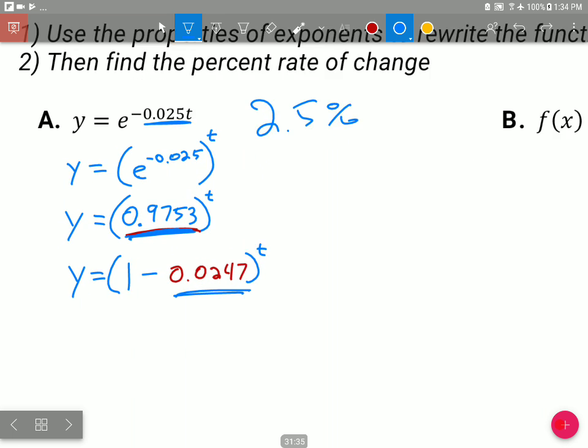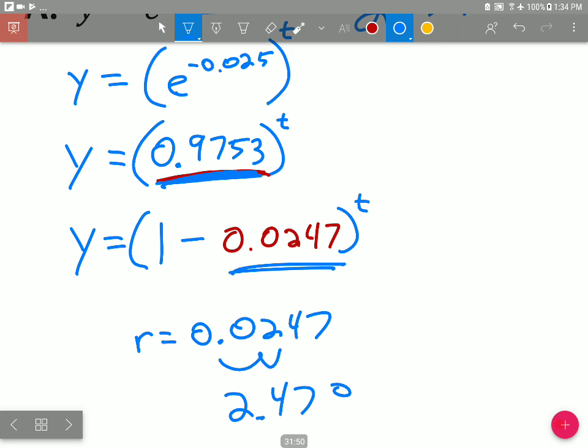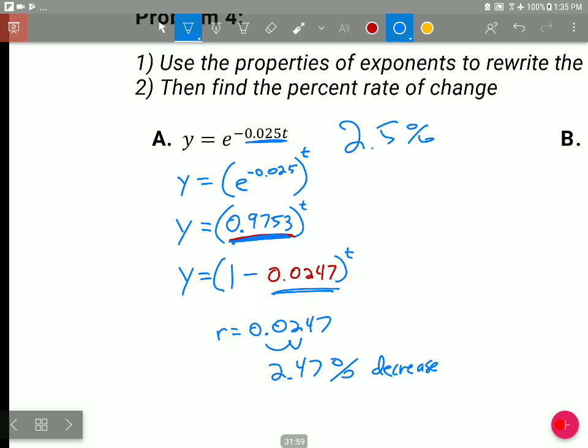So what is your rate? Give me a second, Henry. So what's your rate in this case? 0. What? 0.247. So move your decimal. You have a 2.47% increase or decrease? Decrease. So remember how we said the equation uses 2.5, but because of the E, it actually went down just a little bit. Okay, that was the actual interest rate that's actually happened.